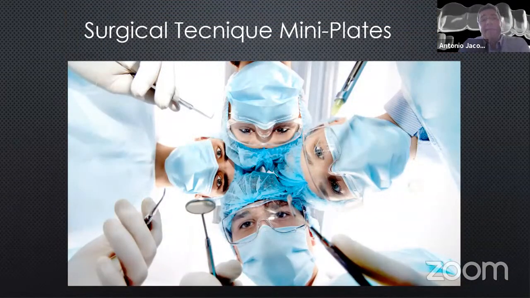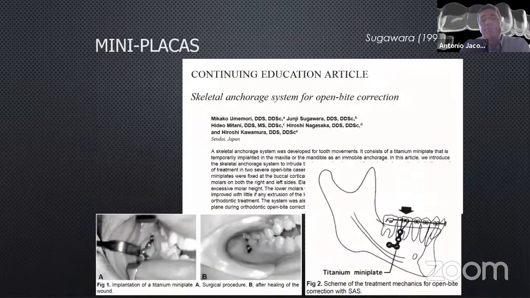Mini plates were first published by Professor Sugawara and his group from Japan, and they inserted mini plates to correct open bites. This was a very interesting procedure to intrude the molars.